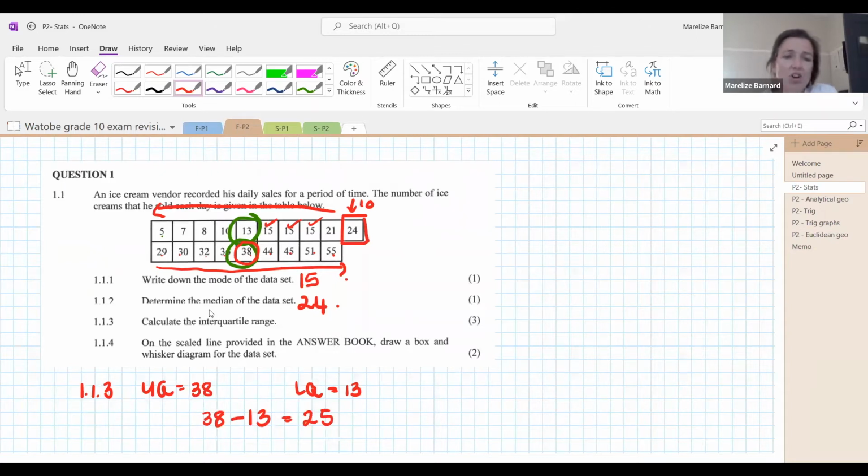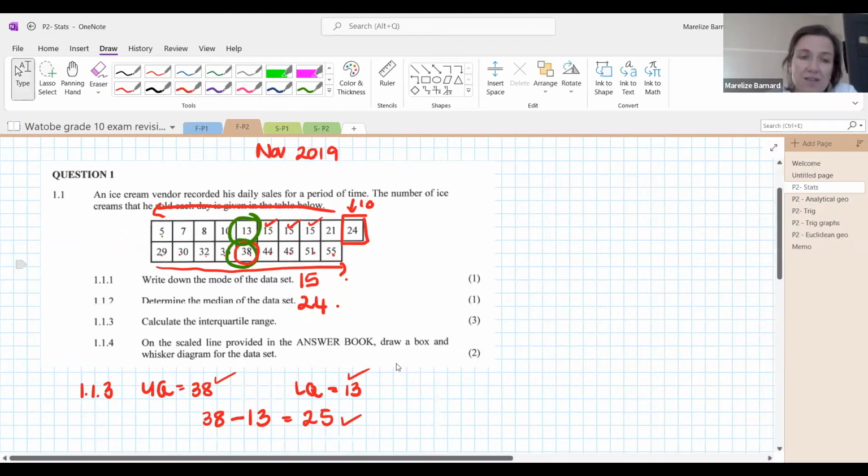Okay, and then on the scaled line diagram in the answer book. Obviously you will also have an answer book when you do your paper 2. So this paper had an answer book. It's the November 2019 paper, in case you were wondering. November 2019, we did the paper 1 last week, and this week we are carrying on with the paper 2. So there will be an answer book for this.